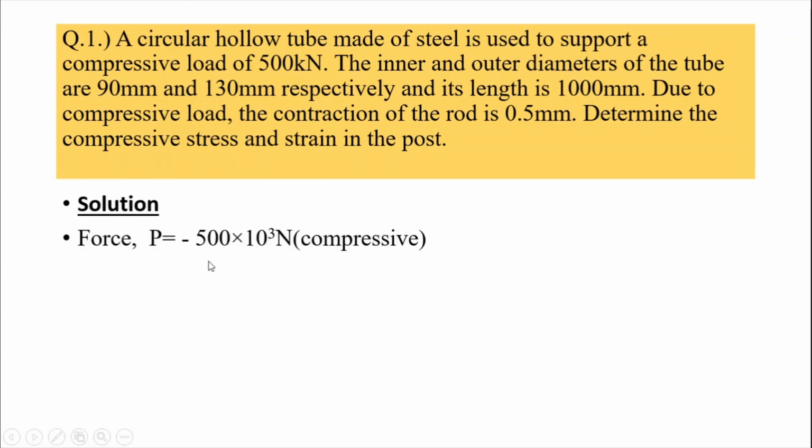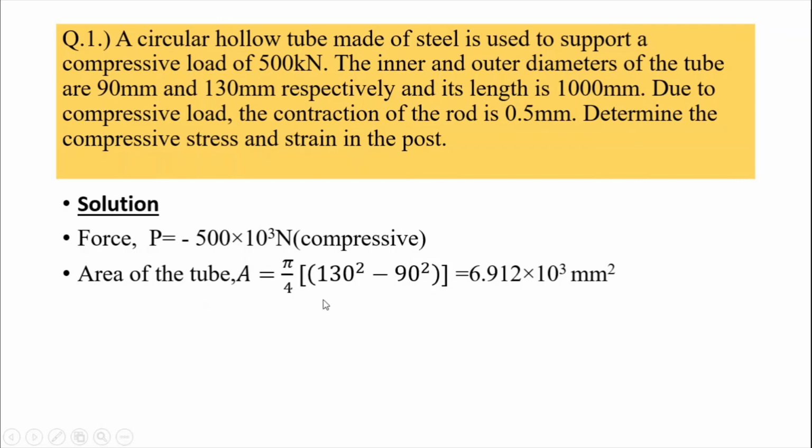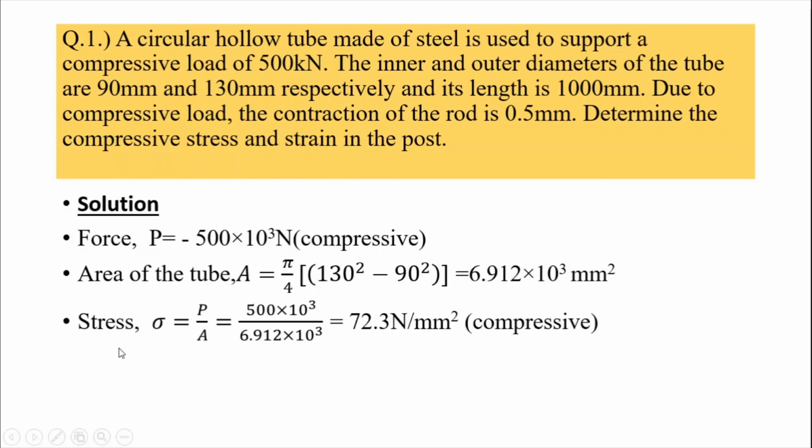The force P we convert to Newton. You can find the area as pi by 4 times (OD square minus ID square). That is 6.912 into 10 to the 3 millimeter square. Stress can be found. Stress sigma is equal to load upon area. So stress will be 72.3 Newton per millimeter square. It is compressive because compressive load is applied. Strain is delta L by L, so it is minus 5 into 10 to the minus 4, compressive.